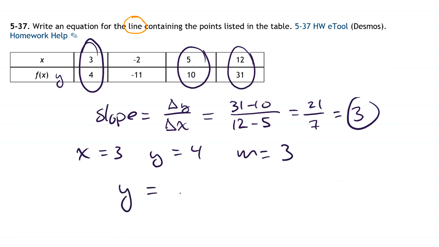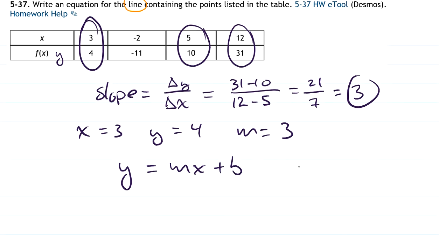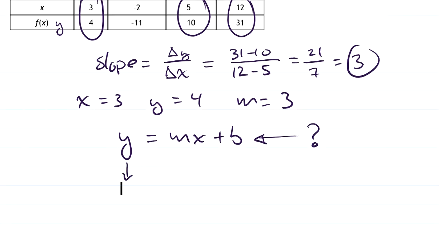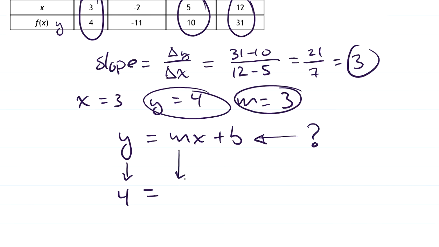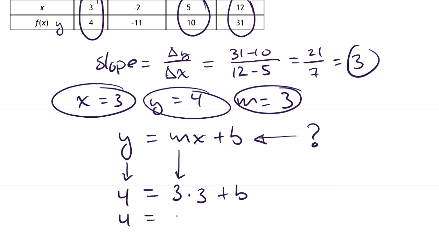If I look at y equals mx plus b, the only variable that I don't know is b. I don't know my y-intercept, and that's what we're going to find. We're going to do that by plugging in the values we have. y is 4, so I write 4 for y, and that equals m, which is 3, so I write a 3 for my slope. Then finally, x is 3, so I write a 3 for the x, plus b. That gives me that 4 is equal to 9 plus b.